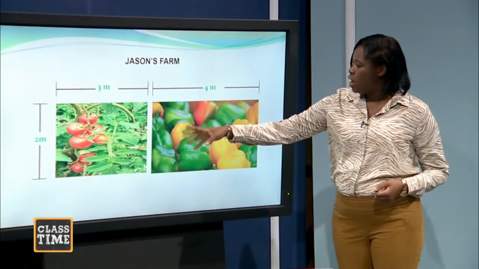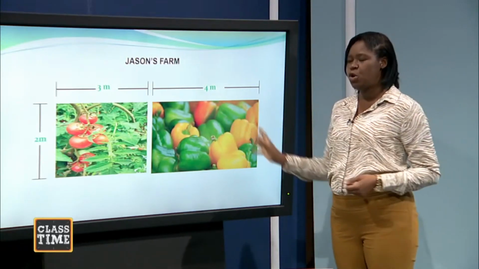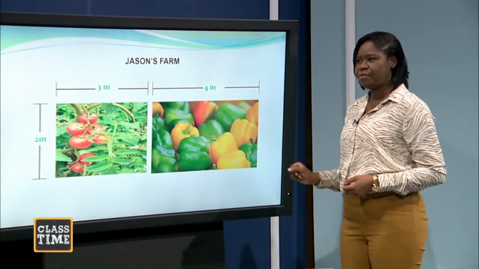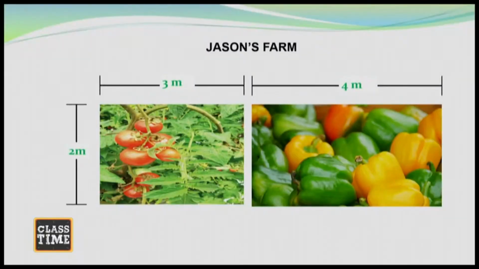Now, what shape does the farm look like? I am seeing a rectangle, but you know what is interesting? I'm not seeing the measure for the width of the bell peppers. I wonder why. Well, don't worry. We'll get into that. Okay, so you said rectangular.